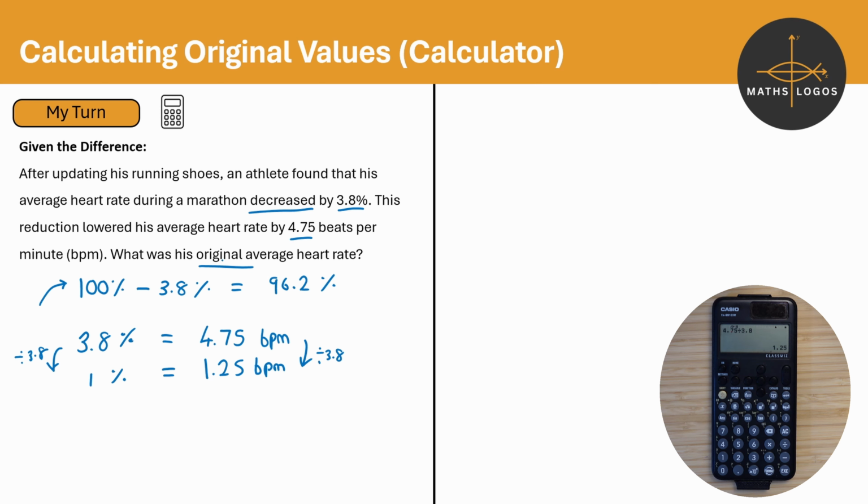And it is worth thinking about what it's asked us for. What was his original average heart rate? We are looking for 100%. Now, it may not have asked us that. It could have asked us for his new heart rate, in which case we'd want to work out 96.2%. But it's his original. We want to work out 100%. We multiply this by 100 to give us 125 beats per minute. So that was his original heart rate.